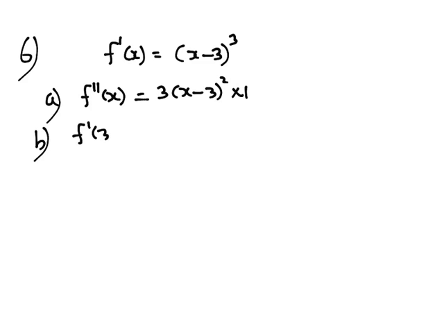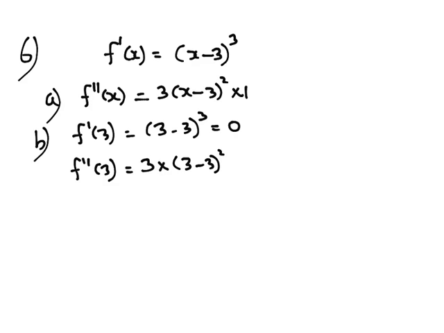So f dash of 3 is 3 minus 3 the whole cube, which is 0. And f double dash of 3 is also 3 times 3 minus 3 the whole square equal to 0. So f dash of 3 is also 0 and f double dash of 3 is also 0. Okay. Now C is the point P on the graph of f has x coordinate 3. Explain why P is not a point of inflection.